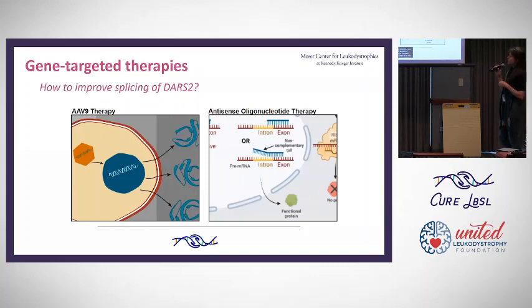And so the two ways that we're going to try to do this is through AAV9 therapy and antisense oligonucleotide therapy. So this is just a little introduction slide to what's next.